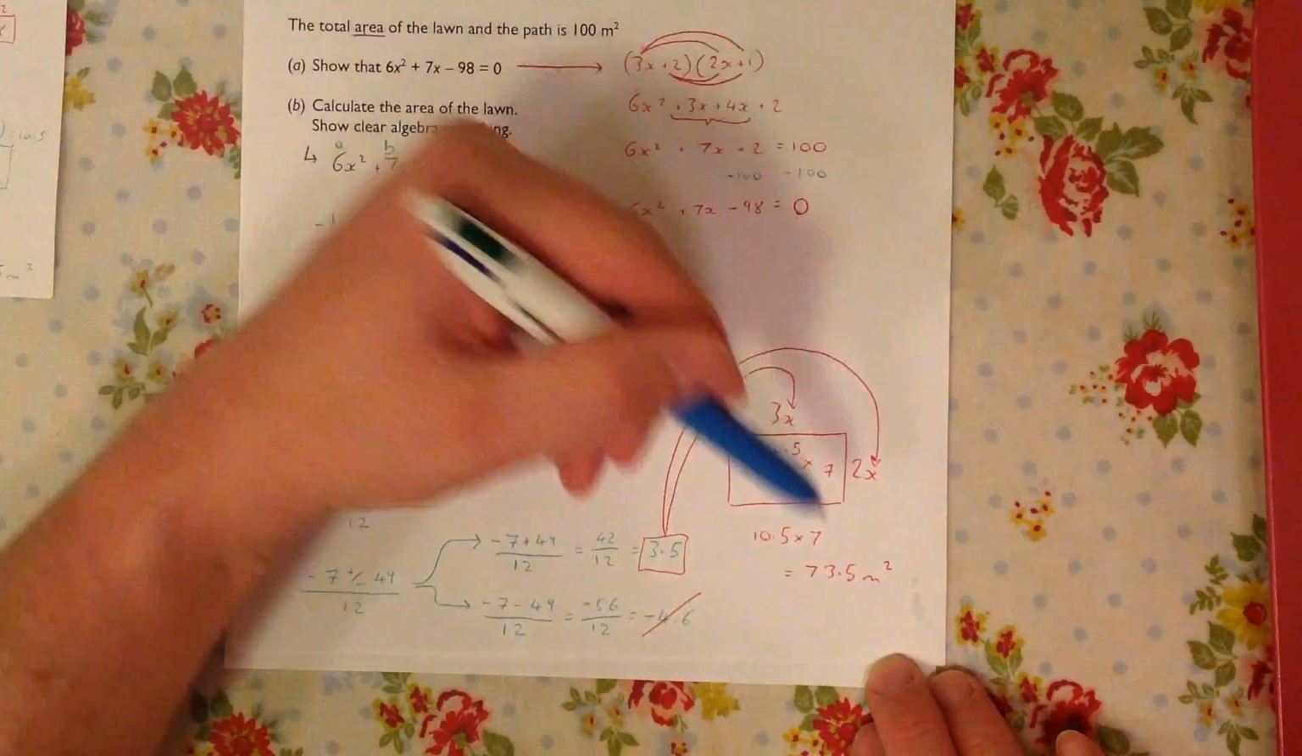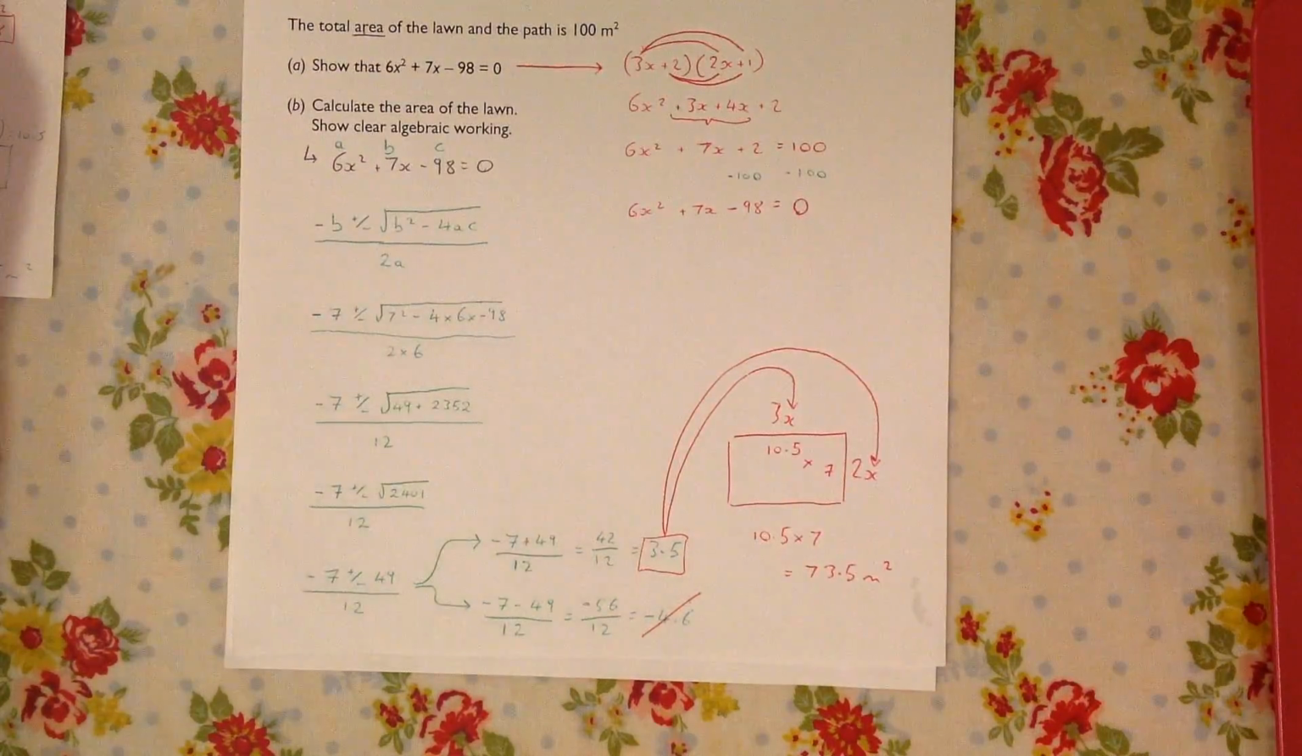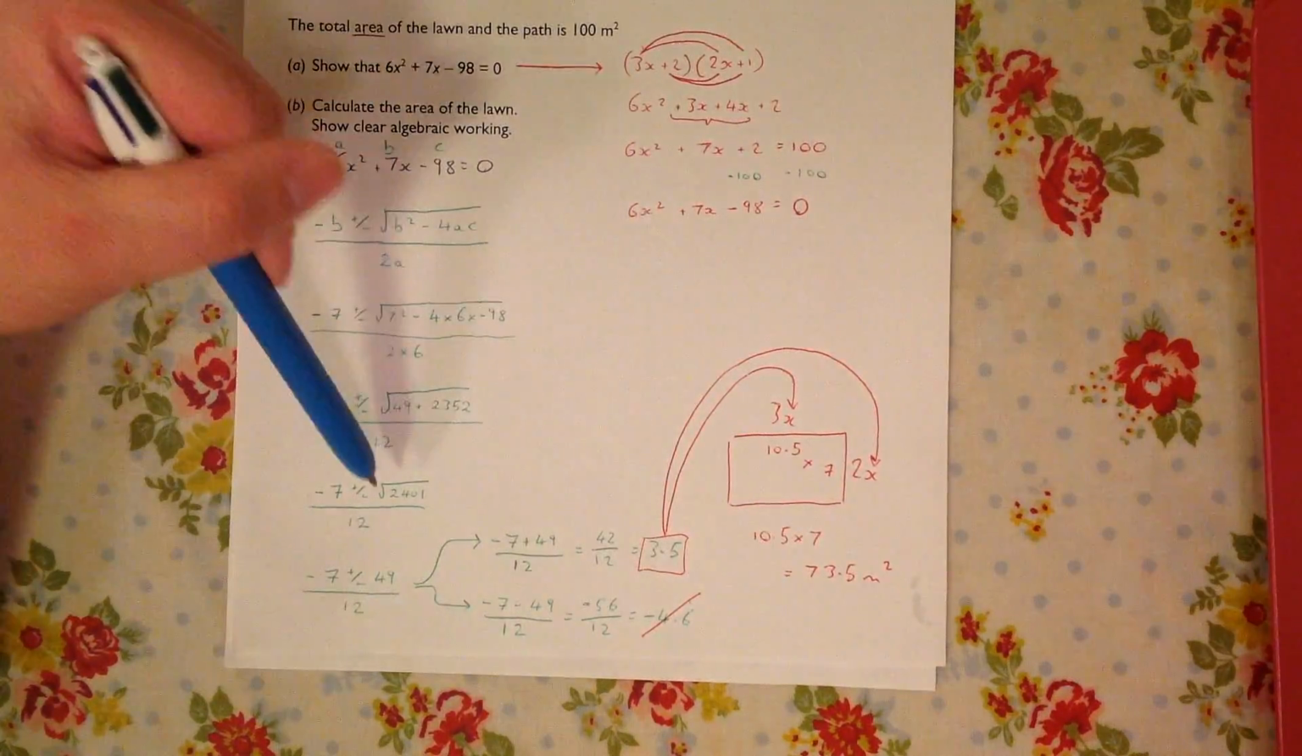Calculate the area of the lawn. The area of the lawn is 73.5 meters squared, and I got there by knowing how to solve quadratics by using the quadratic formula.